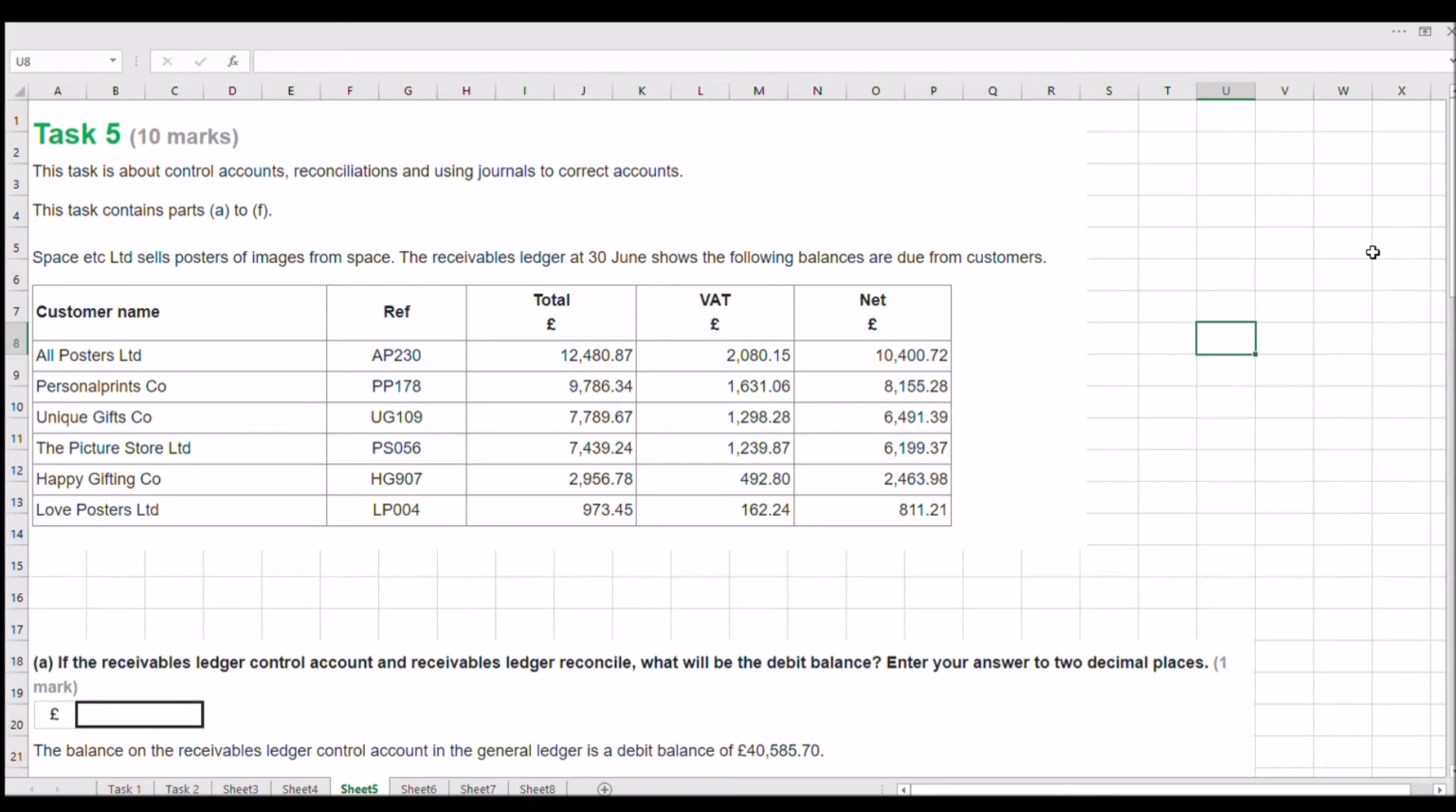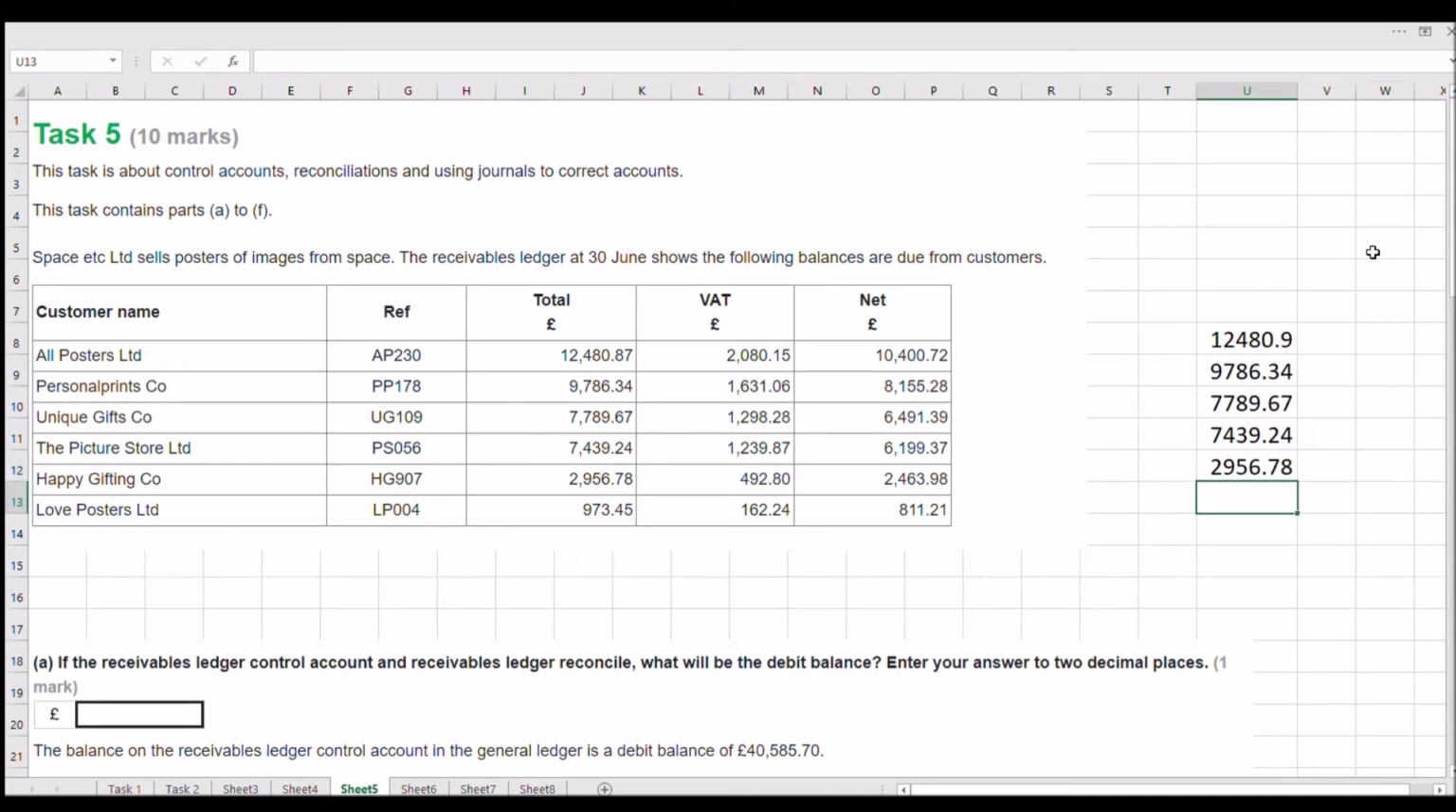So let's create it then. 480.87, 9786.34, 7789.67, 7439.24, 2956.78 and 973.45. Now in the exam, what you would do is add up all 3 columns and then check them against one another. That's what you would do in real life or in the exam.